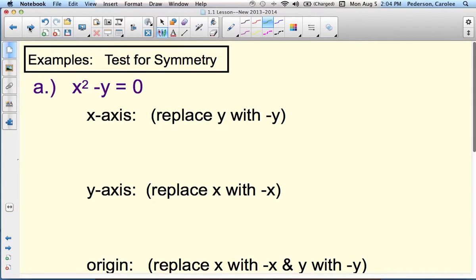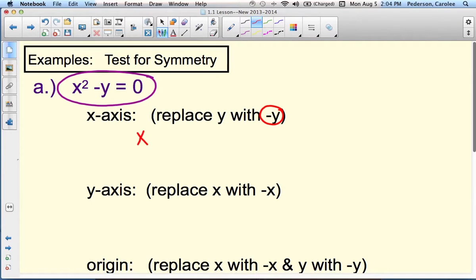So let's go through an example. We have an equation, x squared minus y equals 0. And we want to test, without graphing it, would this equation give us x-axis symmetry, y-axis symmetry, or the origin? So we'll test each individually. So here is our equation. Let's check for x-axis symmetry. So we replace the y in that purple equation with -y.